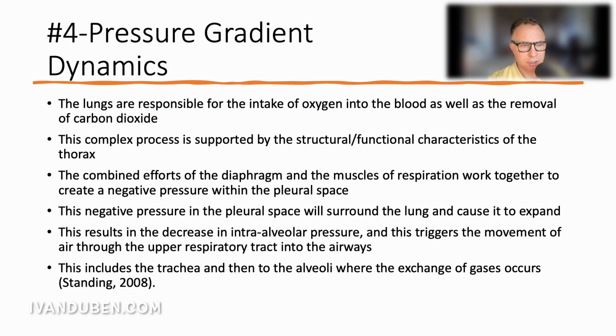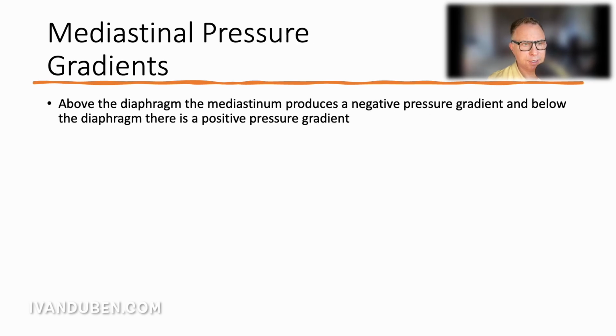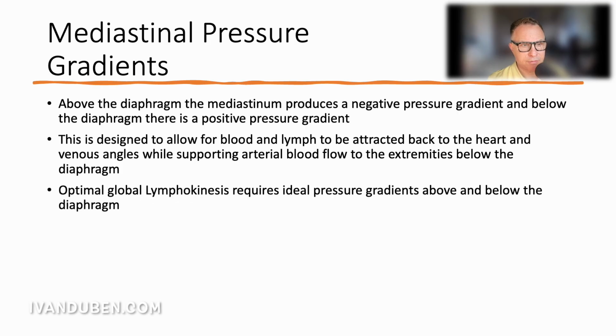There's a physiology of respiration under optimal conditions, in terms of the design of the body and the role of the pressure dynamic that's occurring during the respiration mechanics. In general, mediastinal pressure gradients: above the diaphragm, the mediastinum produces a negative pressure gradient, and below the diaphragm, there's a positive pressure gradient. This is designed to allow for blood and lymph to be attracted back to the heart and venous angles while supporting arterial blood flow to the extremities below the diaphragm.